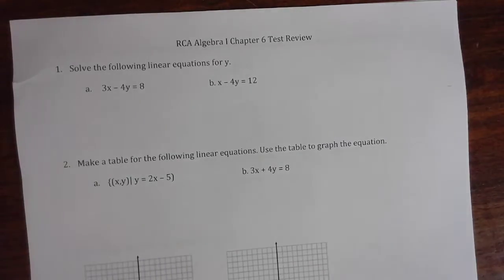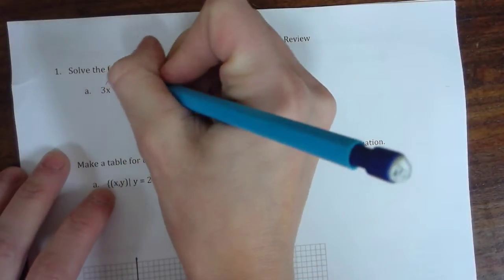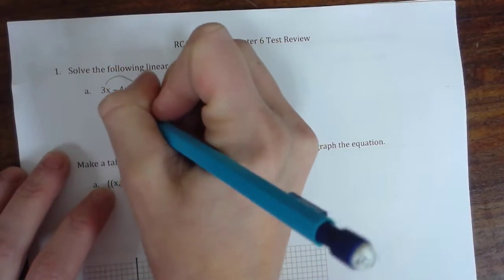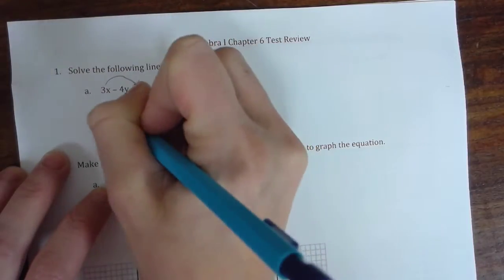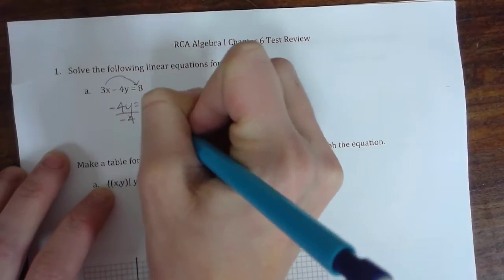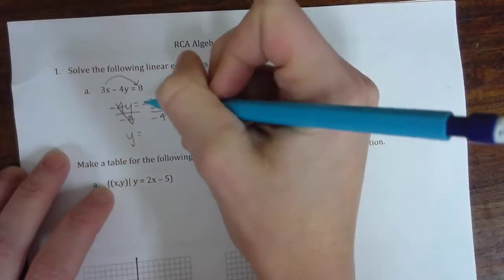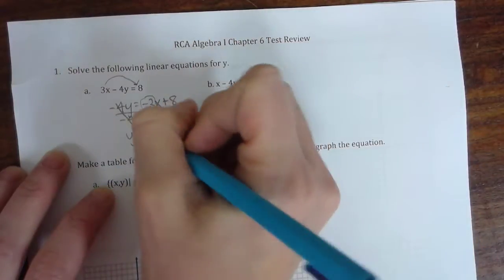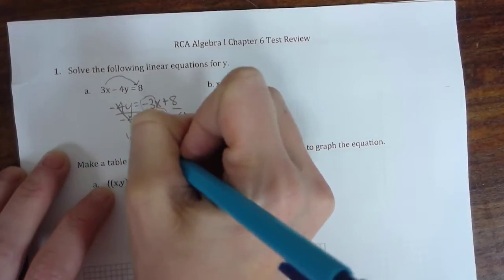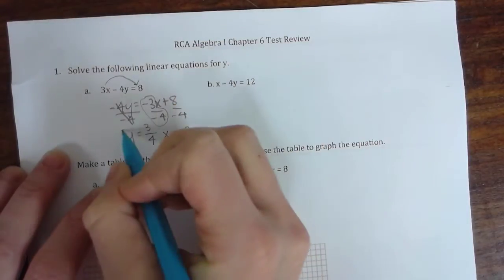All right, solve the linear equations for y. So we'll just bring this 3x over. And we'll get negative 4y equals negative 3x plus 8. Divide everything by negative 4. Those go away. Y equals, this is going to become its own little fraction. And 2 negatives make a positive. So this is actually going to be y equals positive 3/4 x. 8 divided by negative 4 is minus 2.